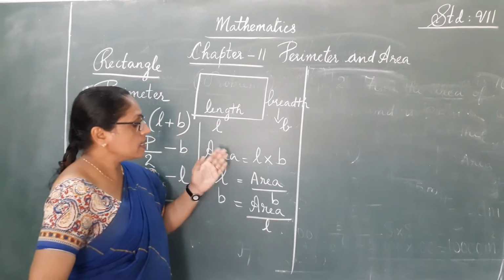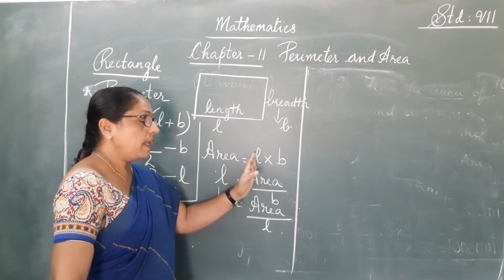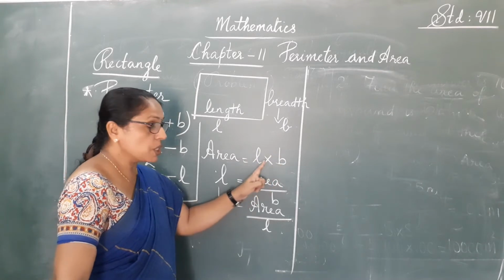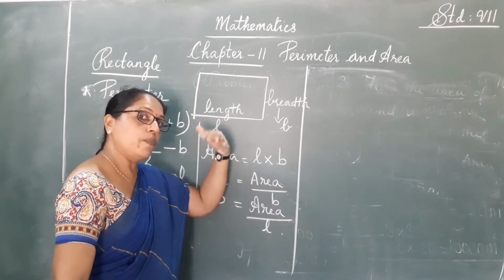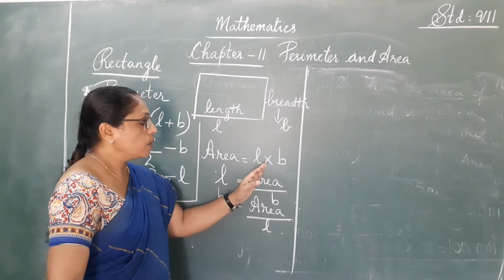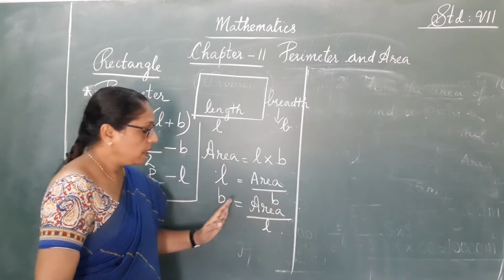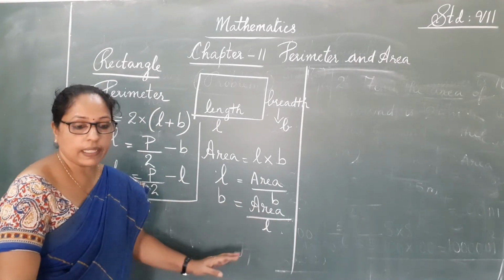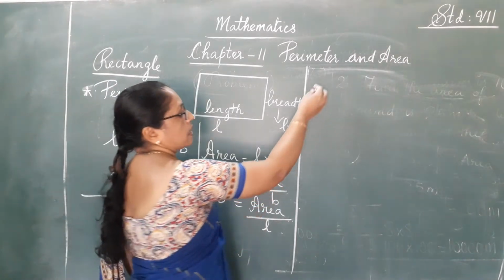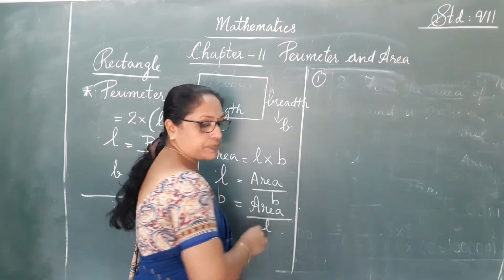Now area equals length into breadth. Its operation is multiplication, so the opposite operation is division. So length equals area divided by breadth, and breadth equals area divided by length. Okay, let's see a question. Question number 1.